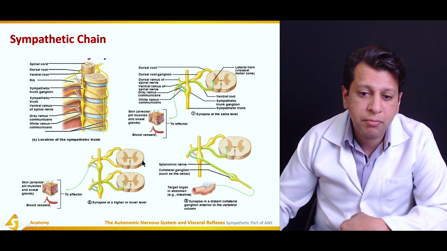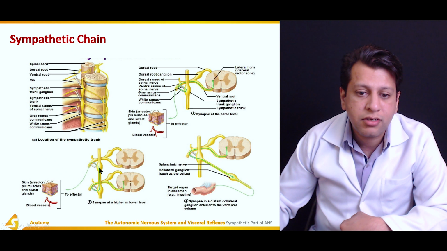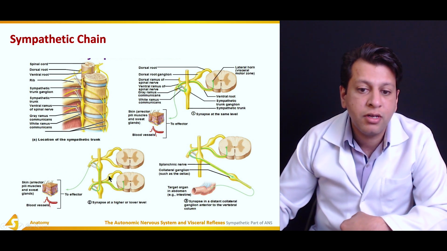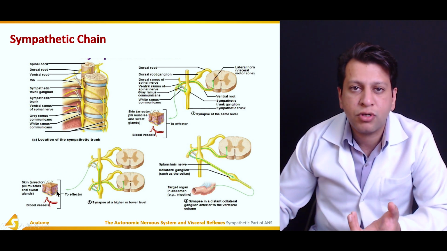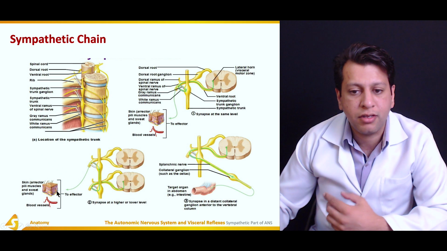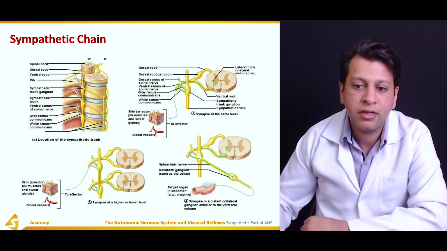For example, if you can appreciate over here, the fiber is coming right over here, but it's not synapsing. Instead, it's rising and synapsing at this level, just one level above. And from here onwards, the postganglionic fibers arise towards the effector organs, which could be skin, blood vessels, or anything. Depending upon what the target organ is, there will be a different effect.